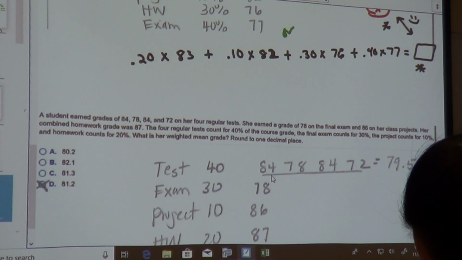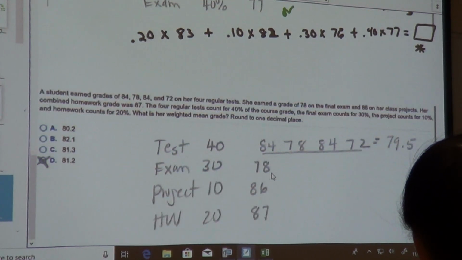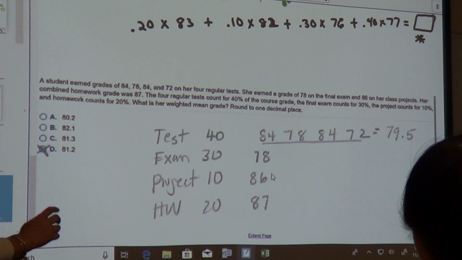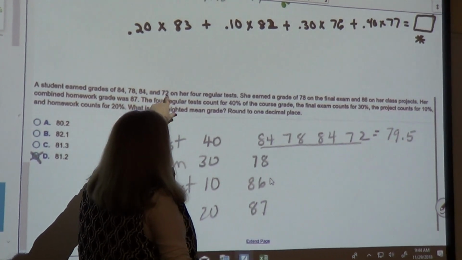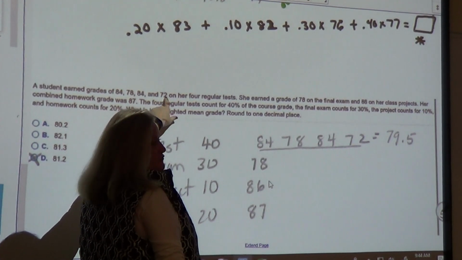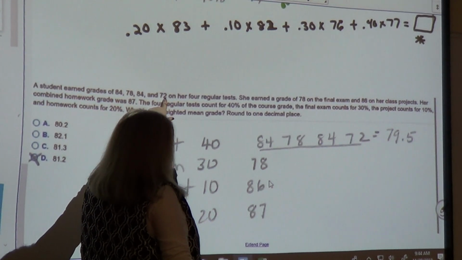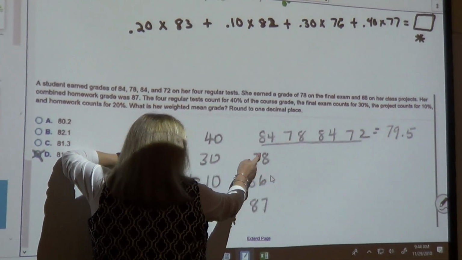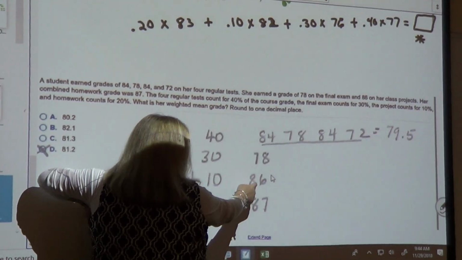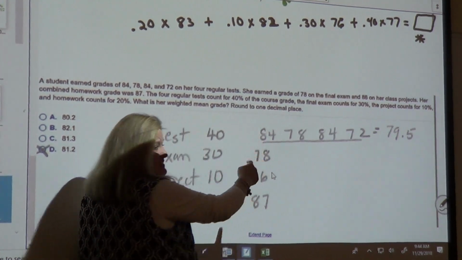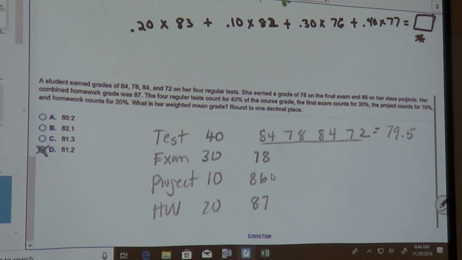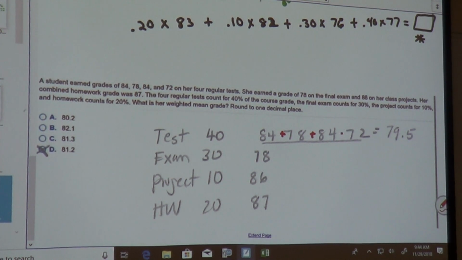Now, this one's a little bit harder, and the only reason it's harder is because they did not tell you what her test grade was. They told you that she made 4 test grades, but they didn't give you the test average. So what you had to do, they told you that on her exam she made that and it was 30%. She made that and it was 10%. She made that and it was 20%, but they didn't tell you the average of this. So what you had to do is add up all of her grades and divide by 4 to get her test average.